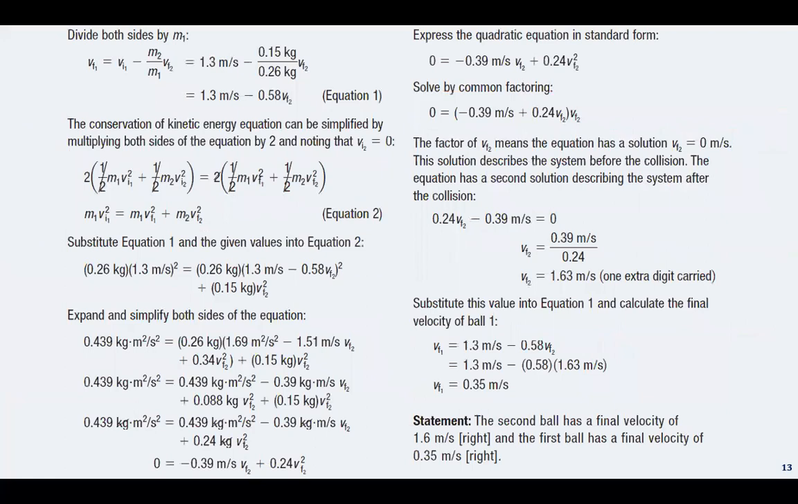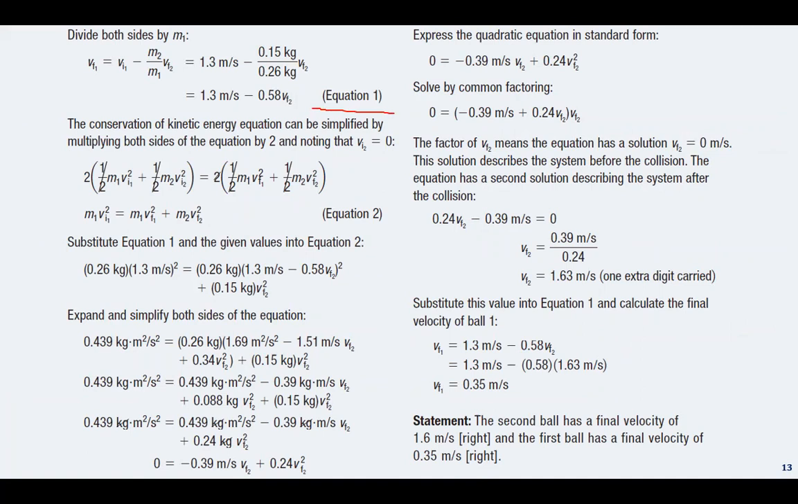Then we can divide both sides by M1, in which we have VF1 equals VI1 minus M2 over M1 times VF2. And putting all the values in, we have VF1 equals 1.3 meters per second minus 0.58 VF2. So let's call this equation number 1. We'll use equation number 1 later.